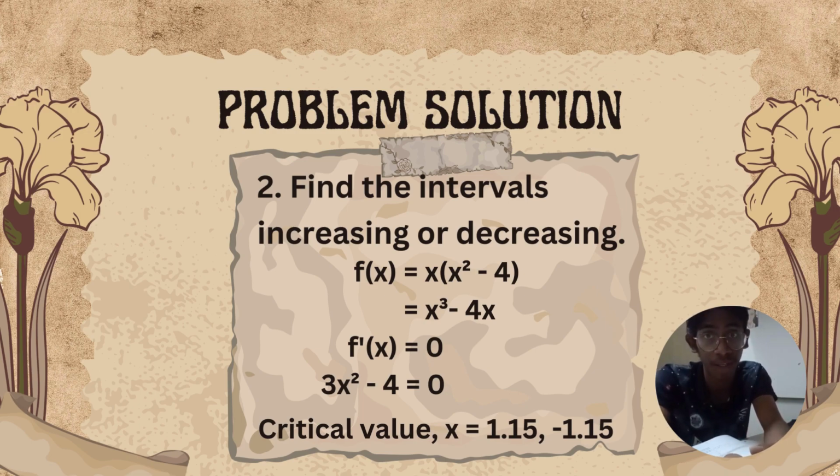With this simplified equation, we need to find f prime x and set it equal to 0. After we do it, we get 3x squared minus 4 equals 0. With this equation, we can find the critical values of x, which are 1.15 and negative 1.15. That's going to be the critical values of our intervals.